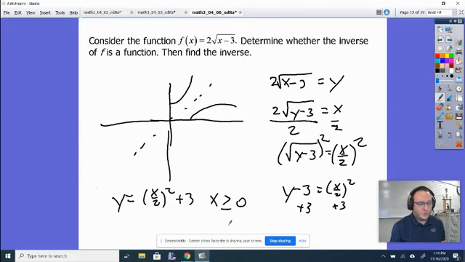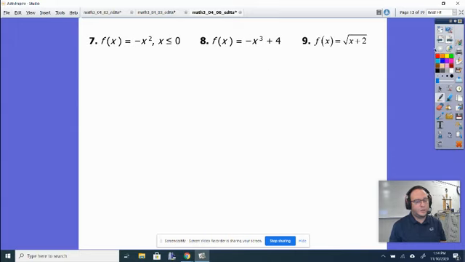So sometimes you will need to do that. Almost always, it's pretty much when you have a square root, either in your answer as the inverse or what you started with. Okay. Again, this is just more of the same.